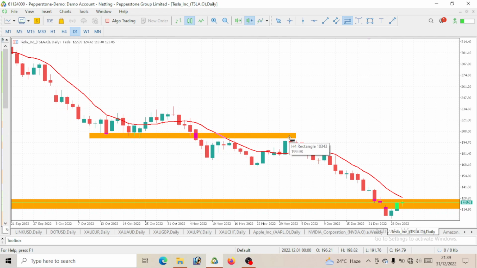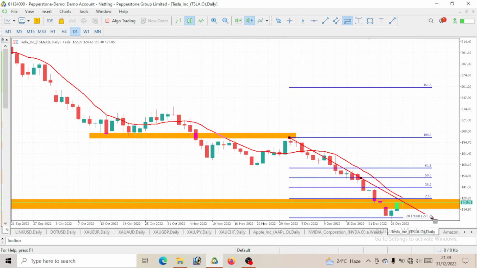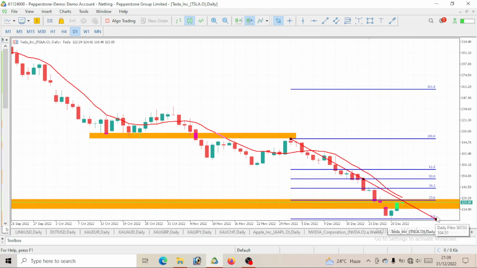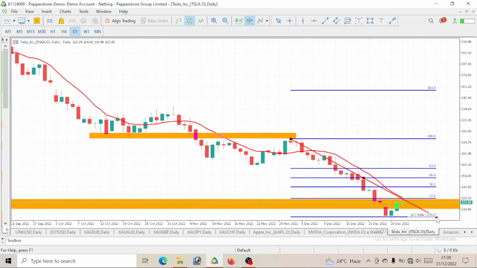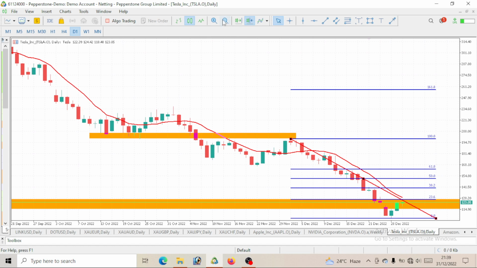And let's apply this Fibonacci retracement too, right? Let's see if this retracement will get to a level of 23.6. I'll be watching out for a level of 23.6 on my Tesla, right? If Tesla can get to a level of 23.6, then we expect it to continue a bearish move. And in case it does not, then we will watch out for a level of 38.2.